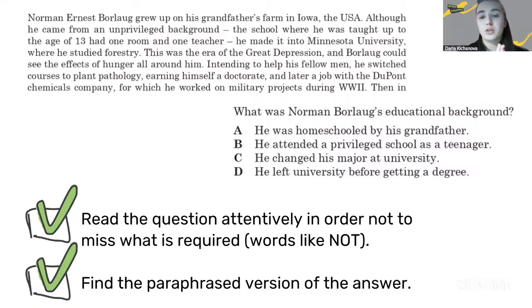So, I want us to check an example from the same text. I already found the part where you have the question about his educational background. There we have: what was Norman Borgward's educational background. Now, you can take a look at this piece of text and decide what is the correct answer. Just for you to take a look.